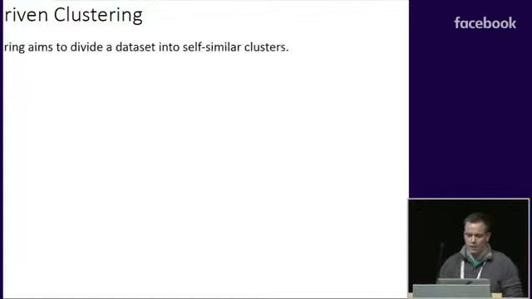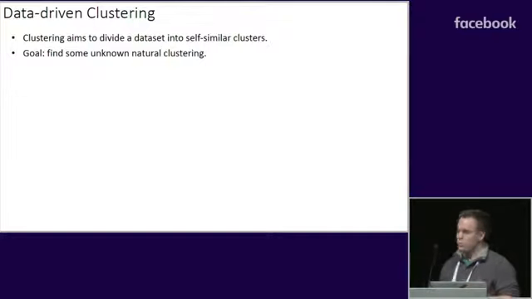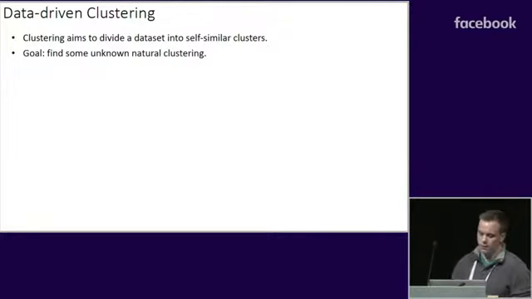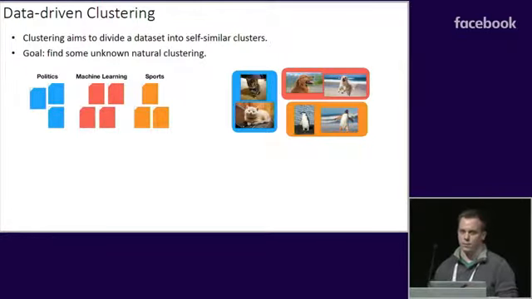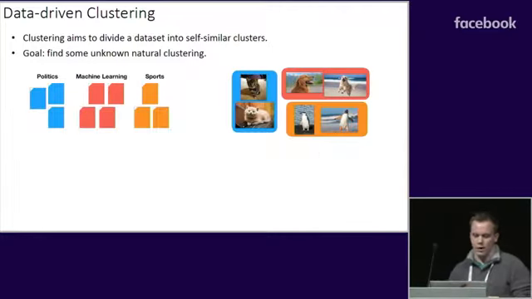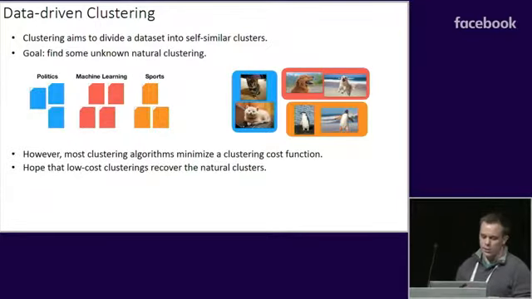So as you know, a fundamental problem in unsupervised learning is clustering, where the aim is to divide a data set into a group of self-similar clusters. And when we cluster data, usually our goal is to identify some natural clusterings that are actually present in the data. So for example, we could be clustering documents by topic or pictures of animals by species. But in contrast, most of the algorithms we have for clustering fix some cost function, and then they try to drive that cost function to 0, hoping that low-cost clusterings will somehow recover these natural clusters present in the data.